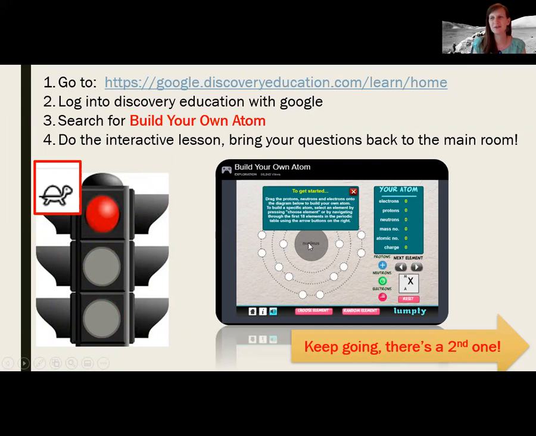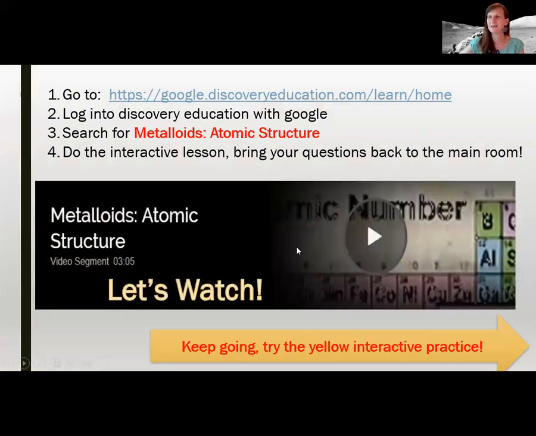And then take a few minutes. So if you feel like you need practice on protons, neutrons, and electrons in an atom, what is an ion, what is an isotope, this is the thing for you. So pause it, head over to Discovery Ed, and build your own atom. If you feel good about that, then stay here and let's keep going.